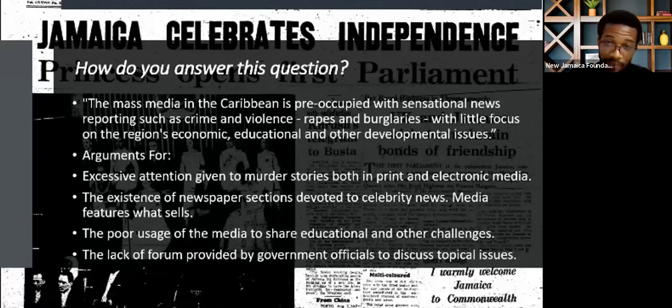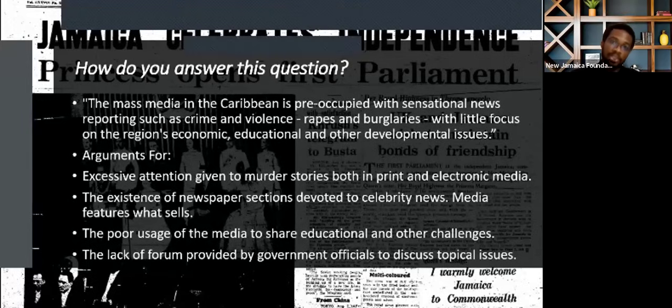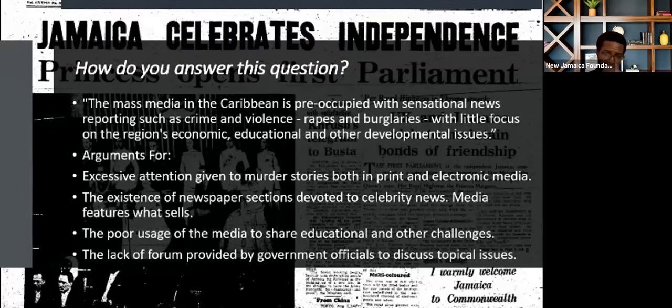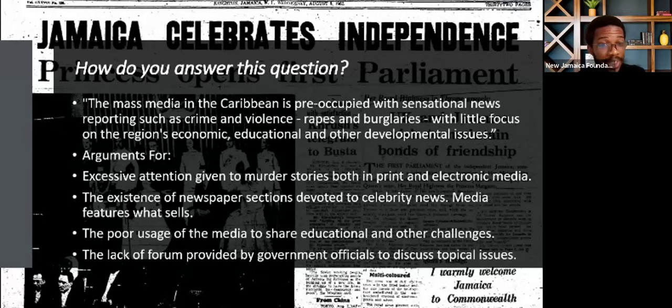one, the excessive attention given to murder stories in both print and electronic media. So for instance, you sometimes see it in the television news. If you're in Jamaica, Television Jamaica, TVJ, I would encourage you to, at least leading up to the exam, watch primetime news at 7 o'clock, or at least read the newspapers, because that gives you very good, relevant examples that you can look at for your essay.